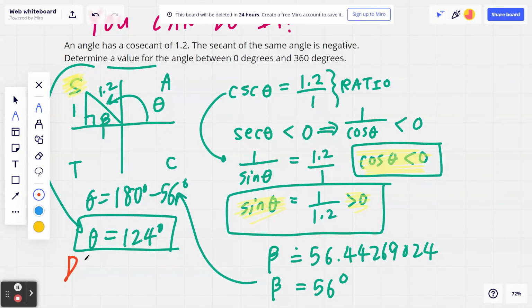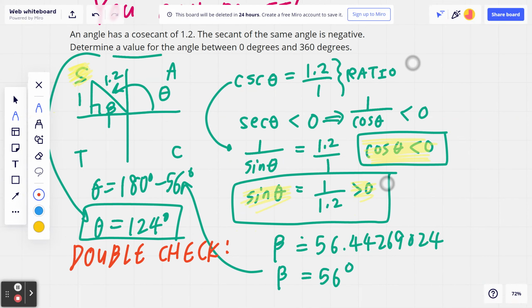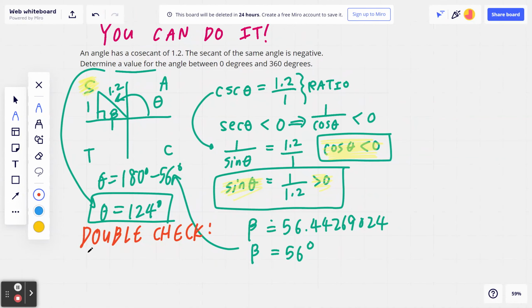Spend 1 extra minute, double check. And what I mean is this. I grab the calculator and I do 2 things. Number 1, if I take cosine of the answer, what happens? I take the calculator, I press cosine of 124. It's going to be a negative number. So this confirms that this is true.